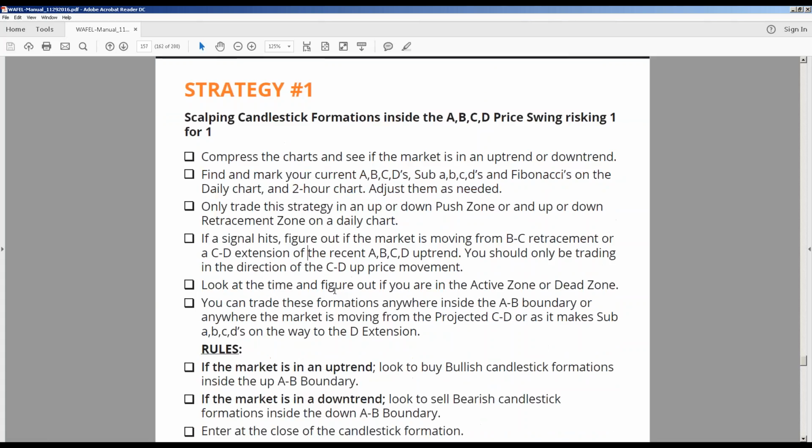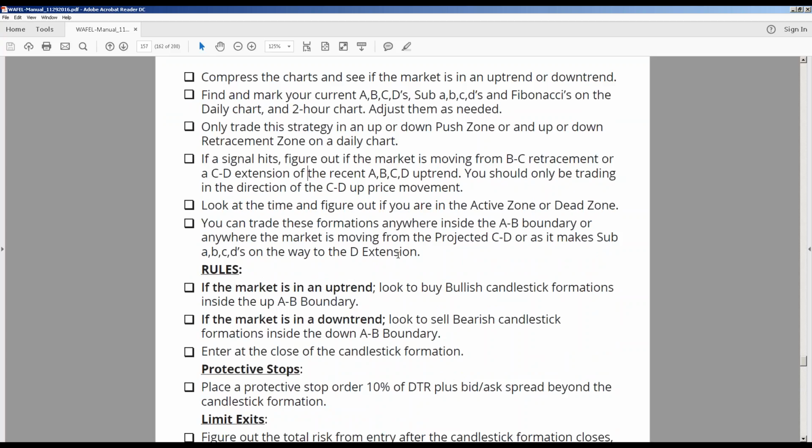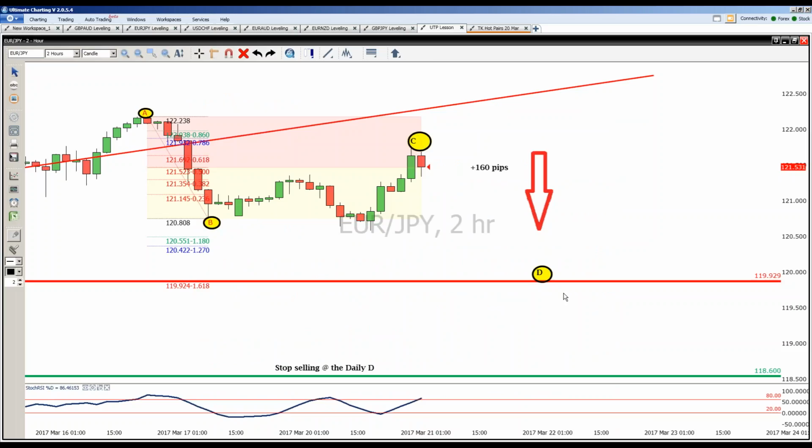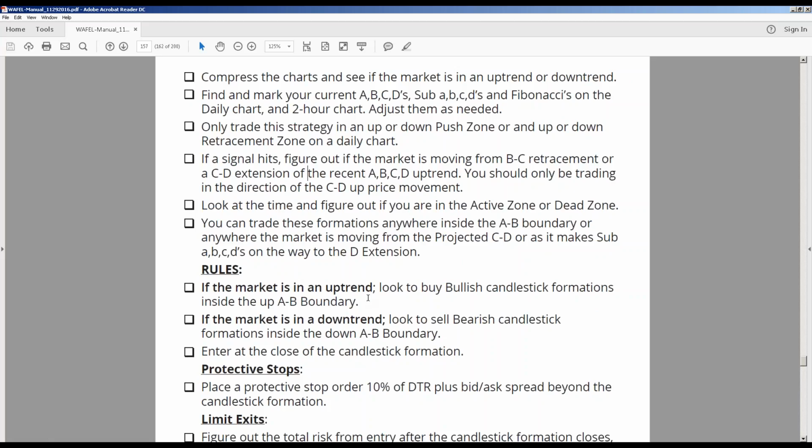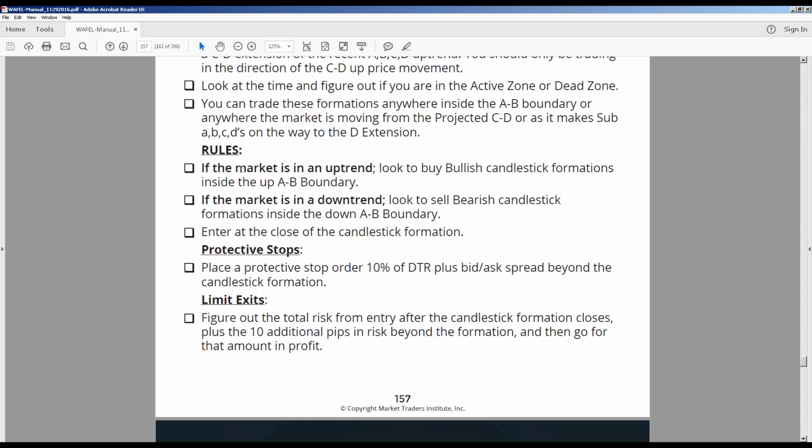The manual says, only trade this when the market is moving from a C to the D. Well, we can see that the market is moving from a C to the D, or about to move from the C to the D, right? And here's the rules. If the market's in an uptrend, look to buy bullish candlestick formations inside the AB boundary. If the market's in a downtrend, look to sell bearish candlestick formations inside the down AB boundary. And you can enter at the close of the candlestick formation.